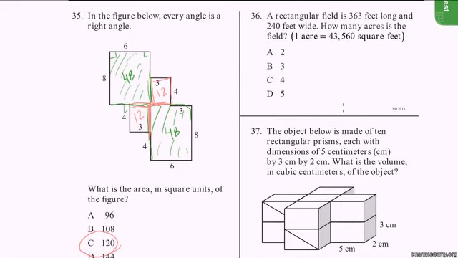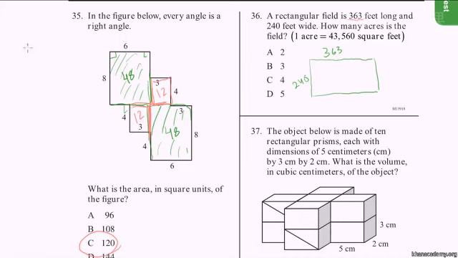Problem 36. A rectangular field is 363 feet long and 240 feet wide. How many acres is the field? So let me draw this field. I'll do it in green because we're talking about a field. It is 363 feet long and 240 feet wide. That's the dimensions of the field. If we wanted to do it in square feet, we would multiply these two numbers.